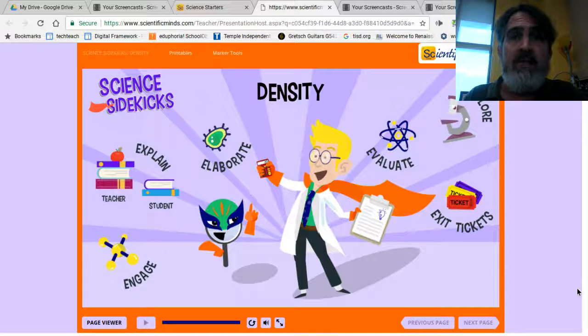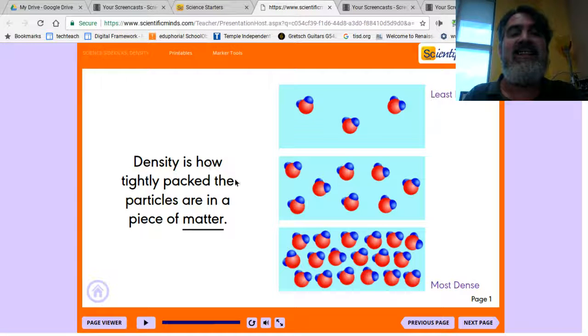Today we're going to be talking about density. Density is how tightly packed the particles are in a piece of matter. Okay, so this piece of matter at the top is less dense than the piece of matter at the bottom. The piece of matter at the bottom, the particles in it are tightly packed together. That means that it's more dense.